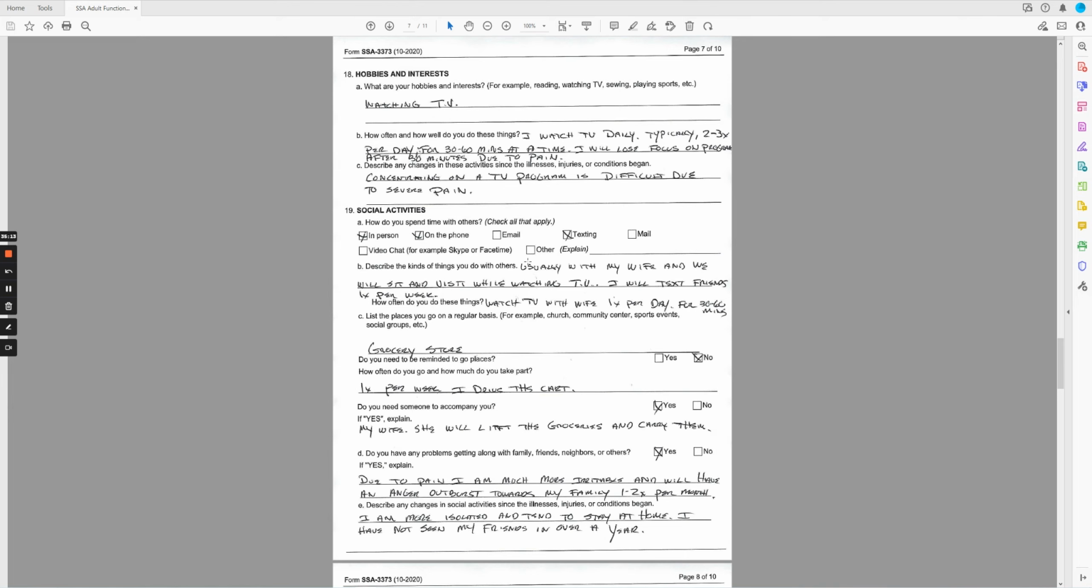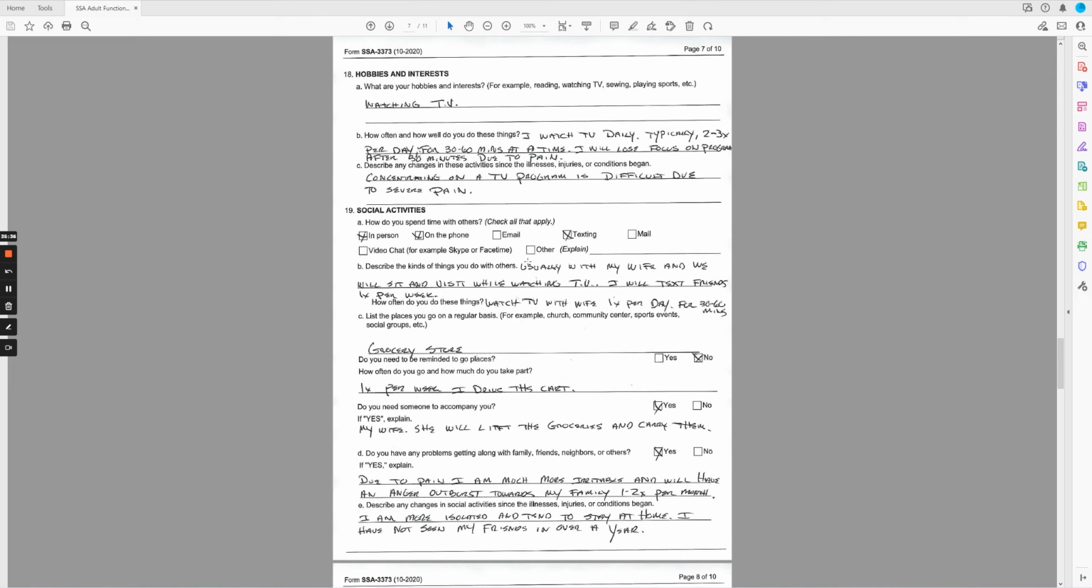Do you need someone to accompany you? Yes, my wife. She will lift the groceries and carry them. So Social Security loves the grocery store questions, especially at the hearing level, because they know a gallon of milk weighs 8.5 pounds, but how much does a bag of groceries weigh? And the more groceries you're carrying in and out of your house, the more they'll use that against you.